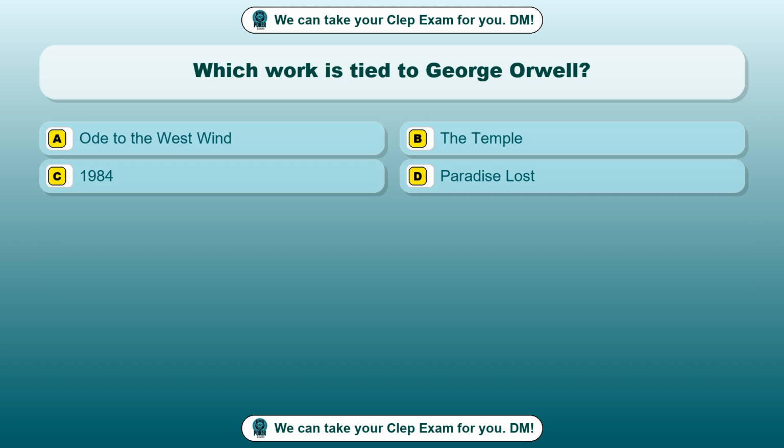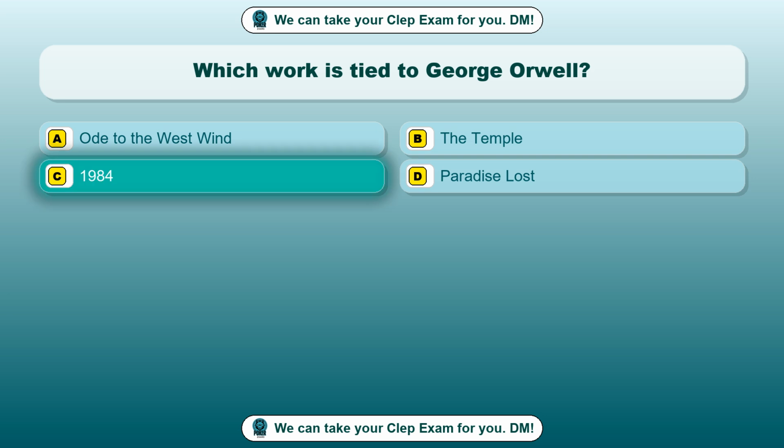Question 16. Which work is tied to George Orwell? Option A, Ode to the West Wind. Option B, The Temple. Option C, 1984. Option D, Paradise Lost. The correct answer is option C, 1984.